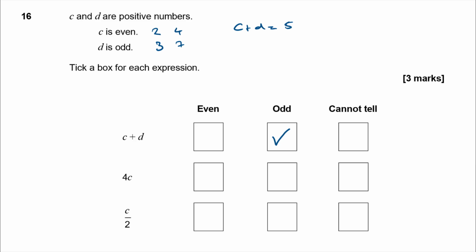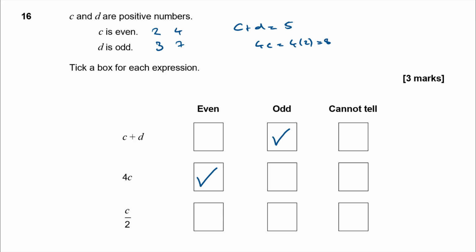Okay. What about 4C? Well, if C is even, and let's say it was 2, then 4C would be 4 lots of 2, which would be 8. That's also even. Now, is that always true? If C was 4, 4 times 4 would be 16. That's also even. If C was 6, 4 times 6 is 24, is also even. And even times an even is always even, isn't it, if you think about it? So that one is always even.